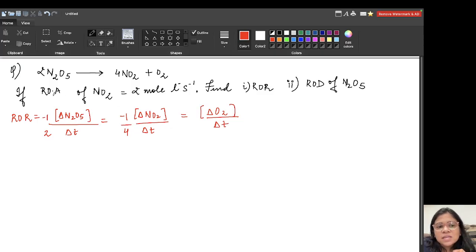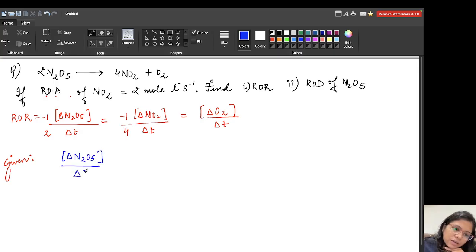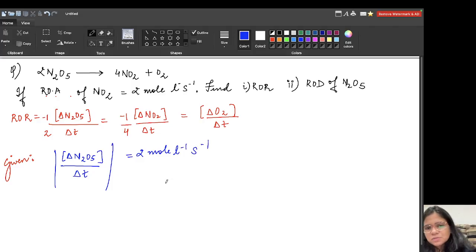What is given to us? The rate of appearance of NO2. What value is given to us? The given value is the rate of appearance of NO2. What does it mean? Delta N2O5 by delta t, its mod, is given to us as 2 moles per liter per second.